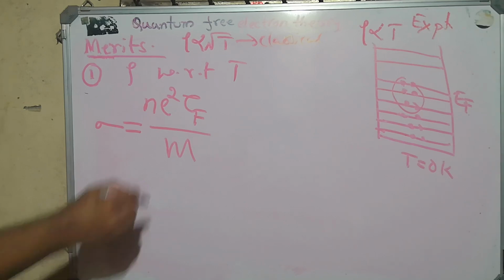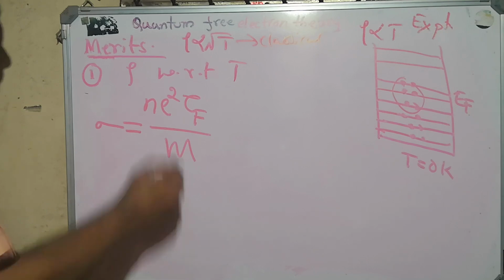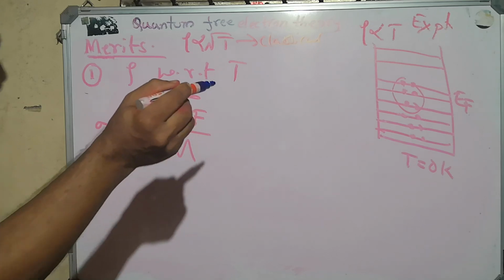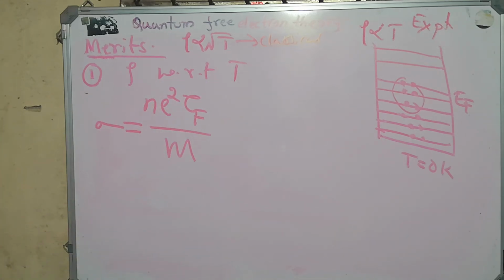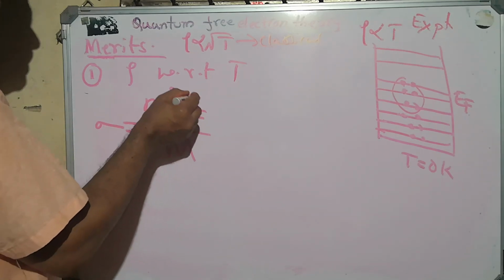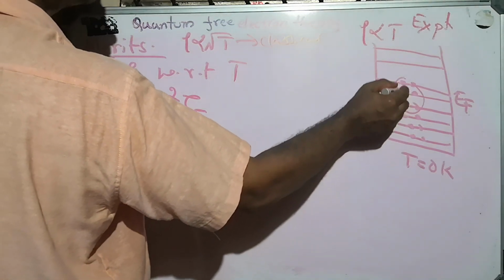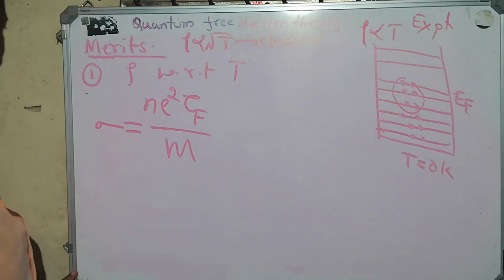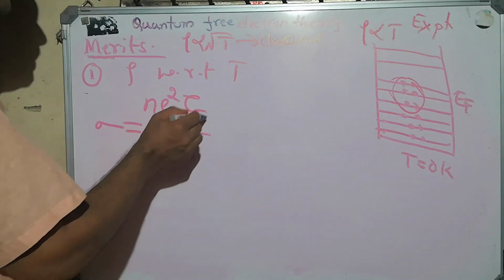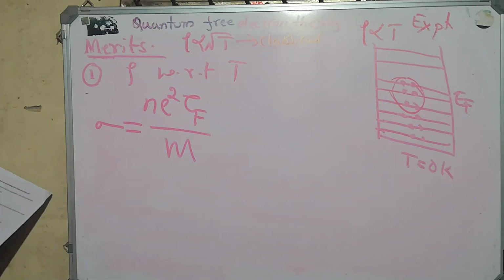So here, tau F is the mean collision time. In classical free electron theory, mean collision time is calculated for all free electrons. But in this theory, mean collision time is considered only for those electrons present adjacent to the Fermi level. So that means only for conduction electrons, mean collision time is calculated. Therefore, it is abbreviated as tau F.